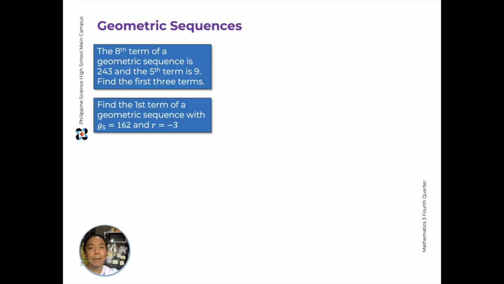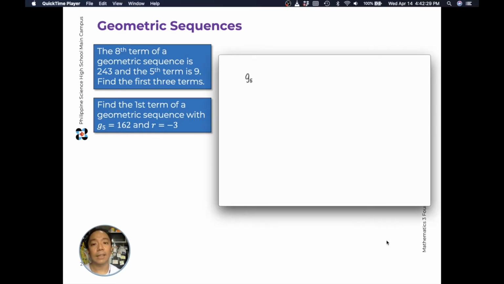For our second example, we want to find the first term of a geometric sequence, where what's given to us is the fifth term, which is 162, and the common ratio, which is negative 3. Let's write down our givens. The fifth term is 162. The common ratio is negative 3.